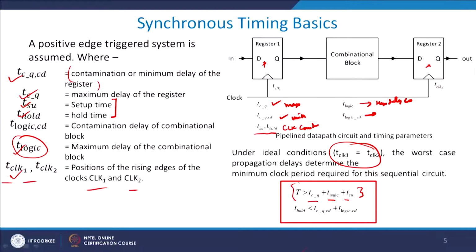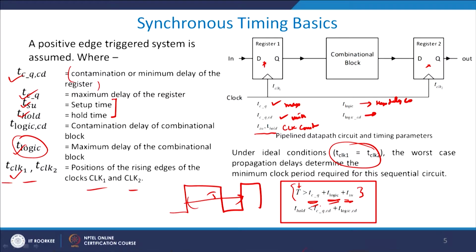So, the minimum capital T, which means the clock period, should be at least greater than T setup, right, because otherwise you will have a problem. T logic is the same thing and TCQ also the same thing. So, capital T should be greater than TCQ plus T logic plus T setup.